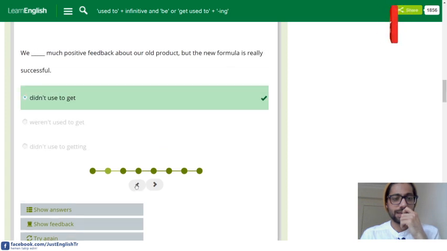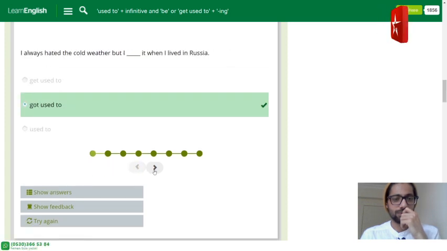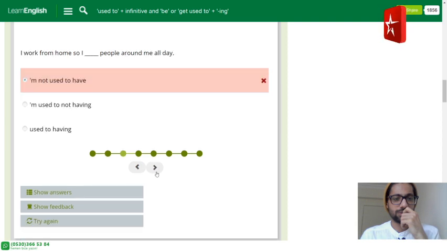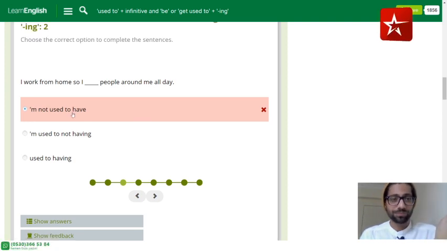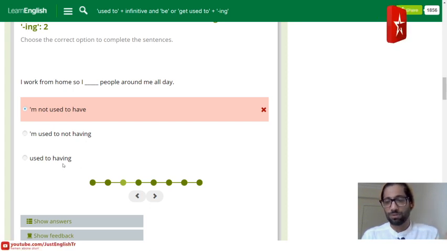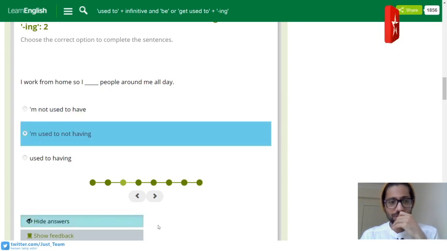We have another mistake, I assume. No. One here. This one, yes. I worked from home, so I blank people around me all day. I'm not used to having. I'm not used to not having. I'm used to having people around me. So this one, again, process of becoming familiar with something.